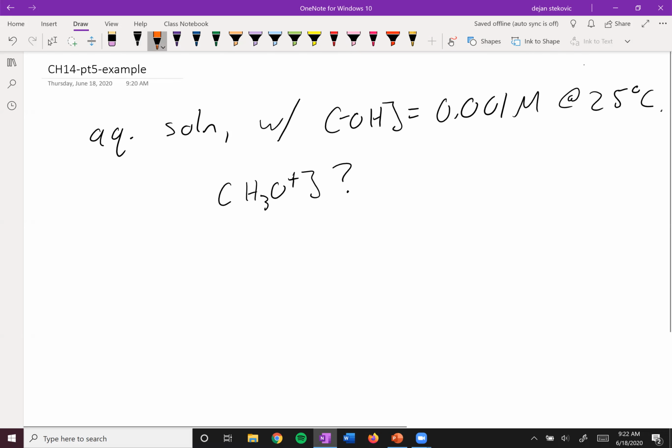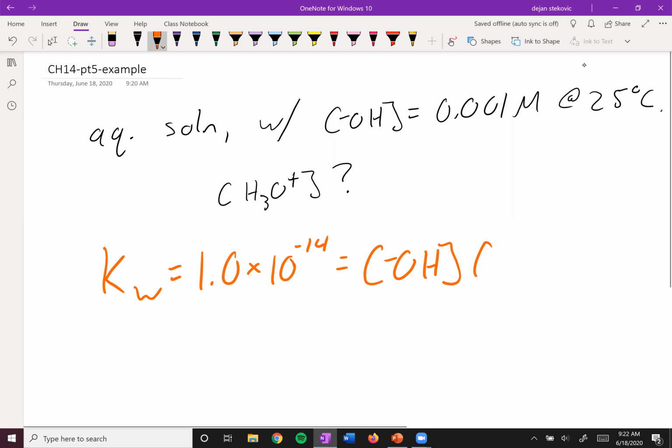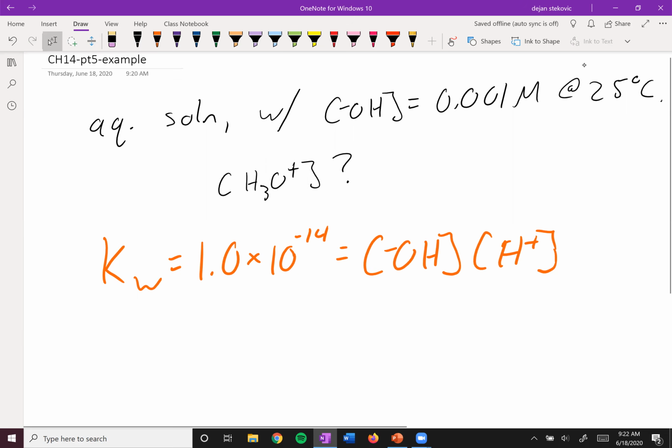And so last time we learned a very important K. So it's our Kw. And you want to know this. You want to memorize this. So Kw is always equal to 1.0 times 10 to the negative 14 at 25 degrees Celsius. And then it's equal to the concentration of hydroxide times the concentration of H plus, right? So when these two concentrations are multiplied by each other, if we're talking about water, which generally we are, it has to equal 1.0 times 10 to the negative 14.